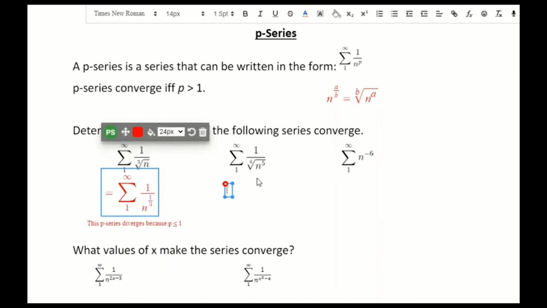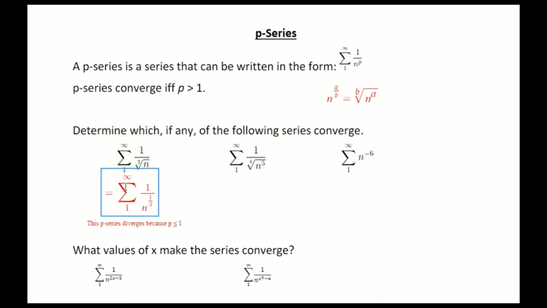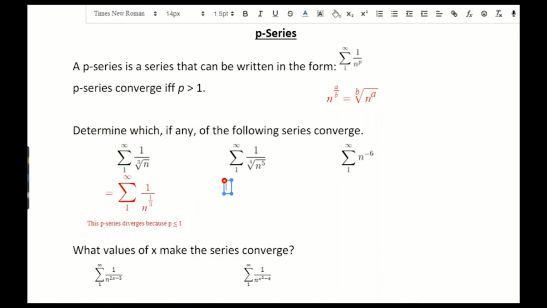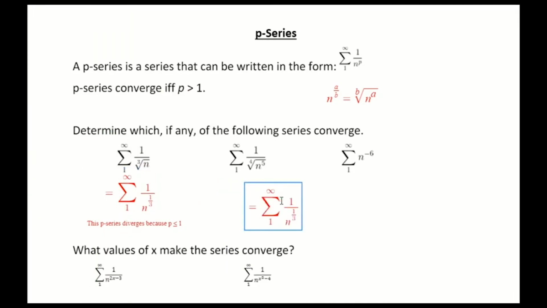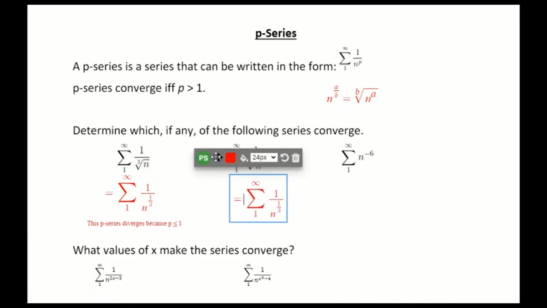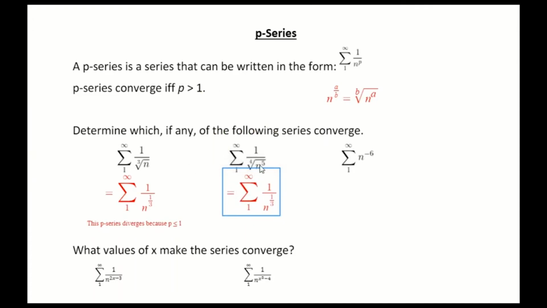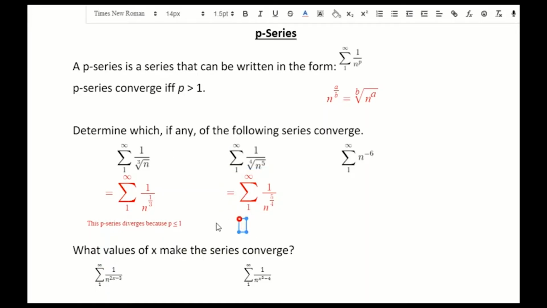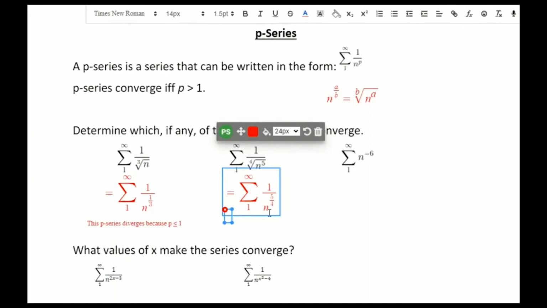Let's rewrite this next one and see if this one is going to converge or diverge. So I'm just going to copy all this. Now, I've got the 4th root of n to the 5th power. So I can rewrite this as n to the power of 5 over 4. Notice that 5/4 is greater than 1. So we can say that this series will converge, because p is greater than 1.